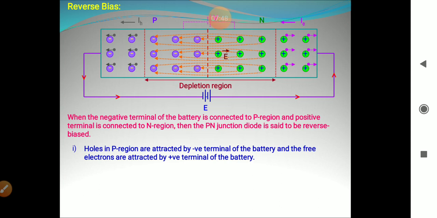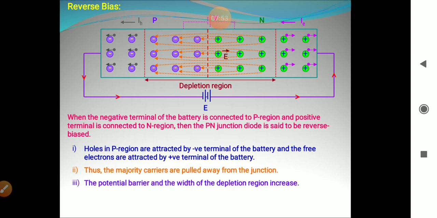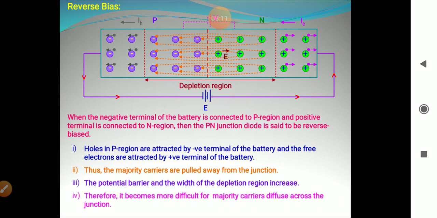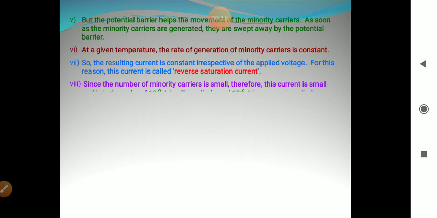Now once the external reverse bias increases to a large extent, some of the electrons are pulled out from the covalent bond and they have high kinetic energy, so they knock out more and more electrons from the covalent bonds, and as a result, suddenly a large number of charge carriers are available and current in the circuit rises suddenly. This situation is called reverse breakdown.